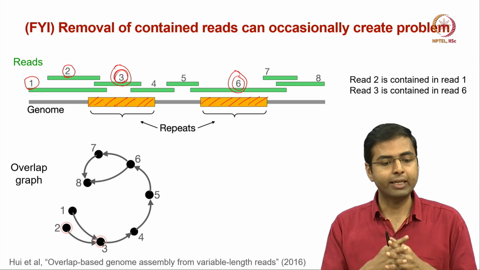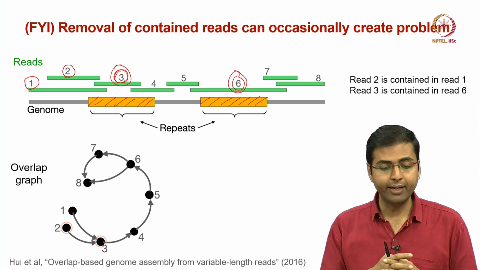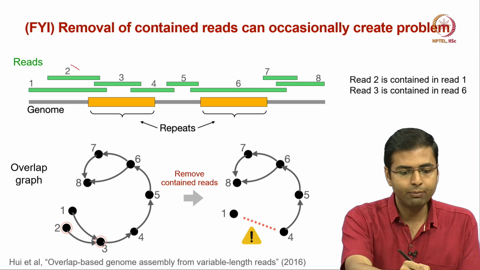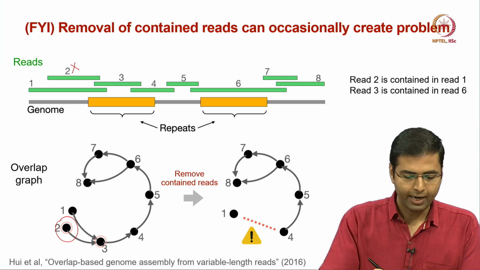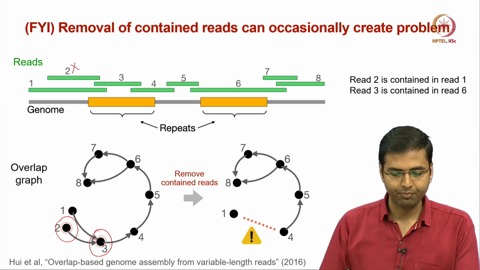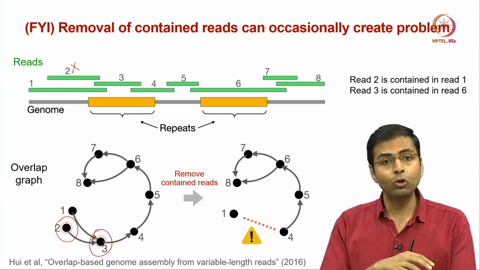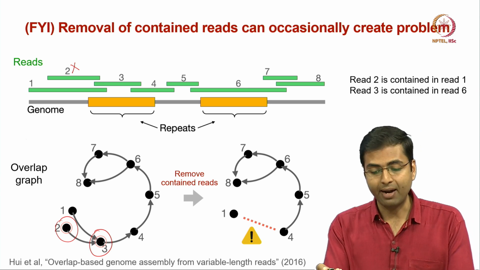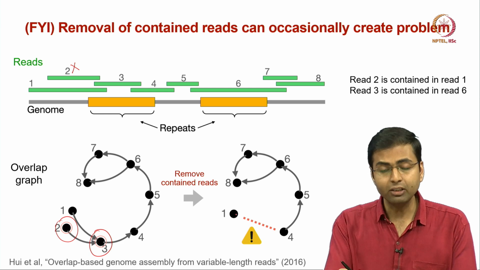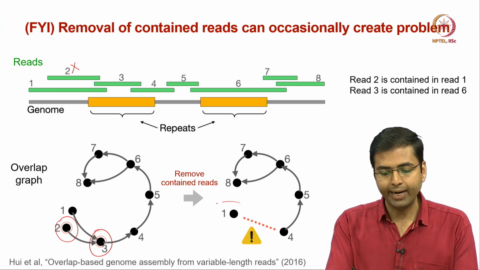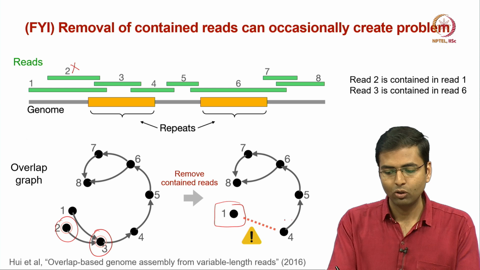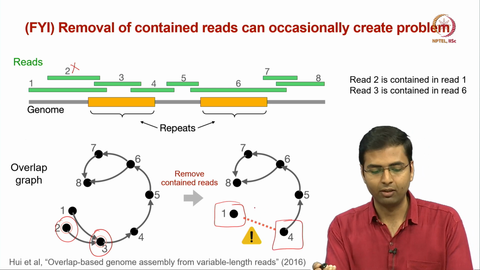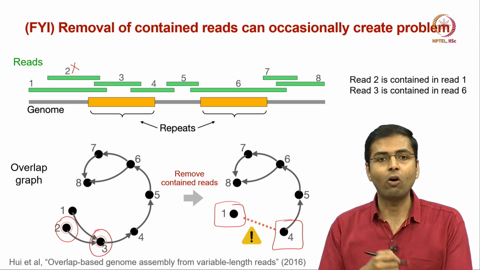When we remove all the contained reads, in this case you will remove contained read 2 and you will remove read 3. And once you remove read 2 and read 3, observe that the graph becomes fragmented, that is, you have lost the way to connect read 1 to read 4. So, there is no edge between read 1 and read 4 anymore, because you have removed all the contained reads.